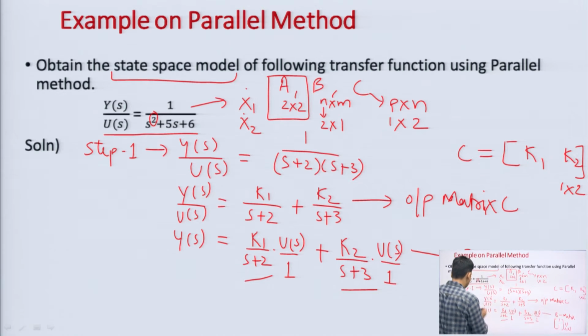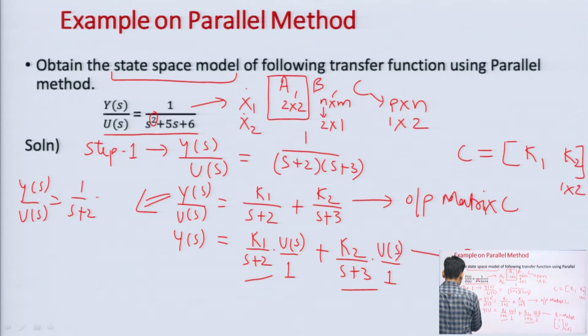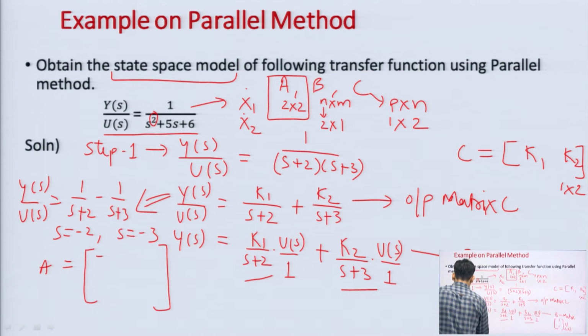Okay. So, here the A matrix, if you solve this expression using partial fraction, then y of s over u of s equal to 1 over s plus 2 minus 1 over s plus 3, this type of expression will come. Okay. So, now what would be the elements of this A matrix? Here you need to find s equal to minus 2, and from here s is equal to minus 3. So, the A matrix element would be given by the first as minus 2, 0, 0, second as minus 3.